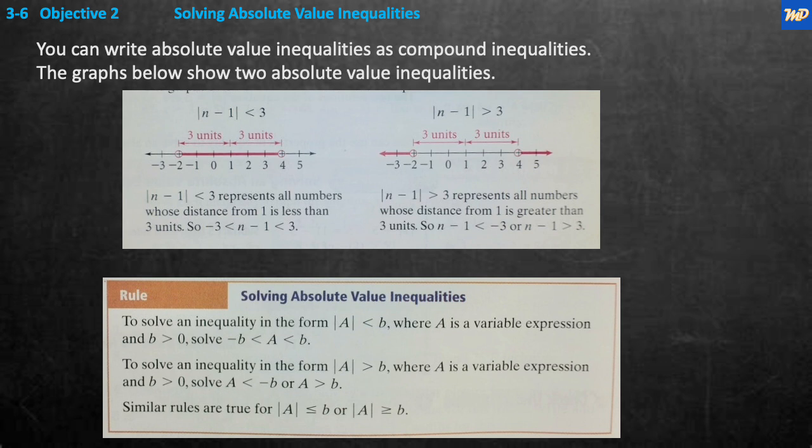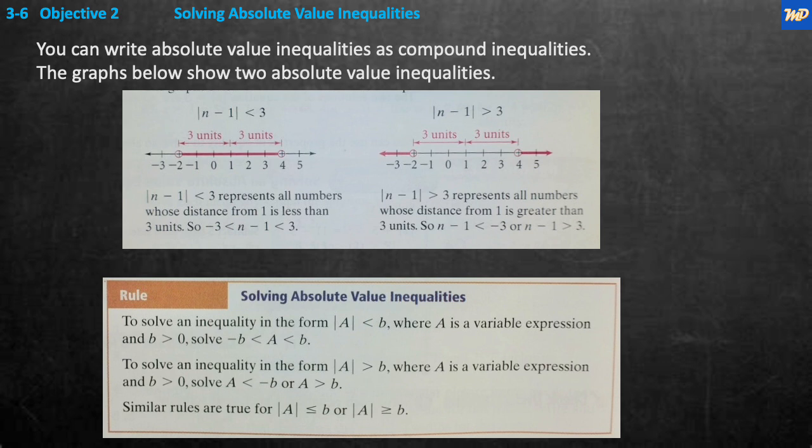Okay, objective 2, solving absolute value inequalities. You can write absolute value inequalities as compound inequalities. The graphs below show two absolute value inequalities. Let's look at the first one here. On the left-hand side, it says the absolute value of n minus 1 is less than 3. And the one on the right-hand side says the absolute value of n minus 1 is greater than 3.